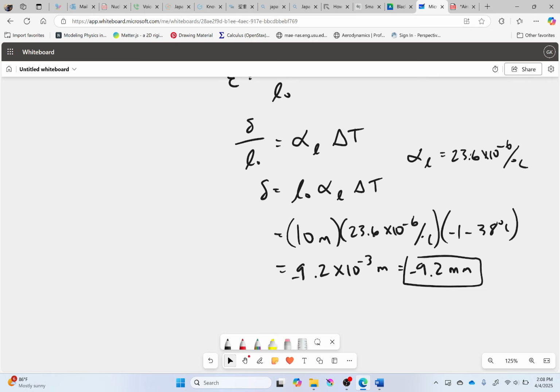And that's it. It's a very simple problem. It's not a very hard thing to do. The biggest thing is just realizing how you can connect these two equations there.